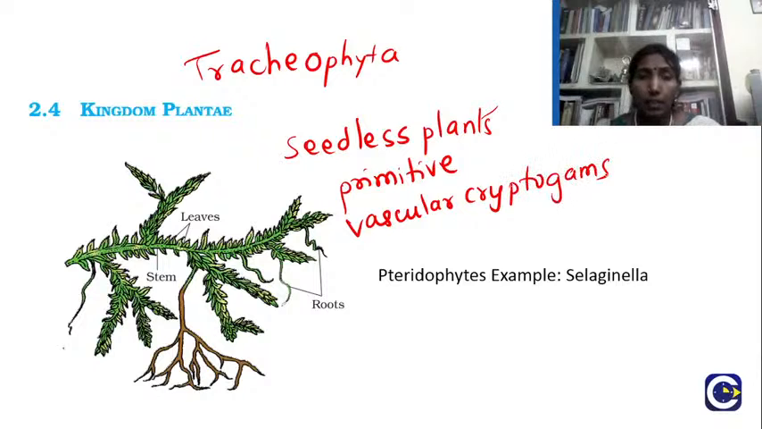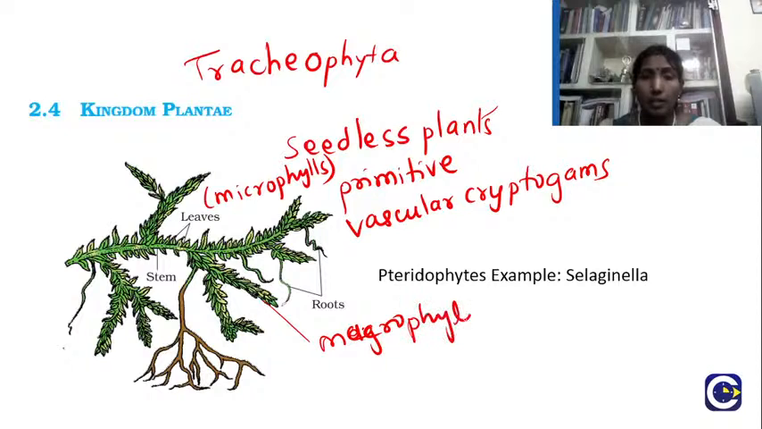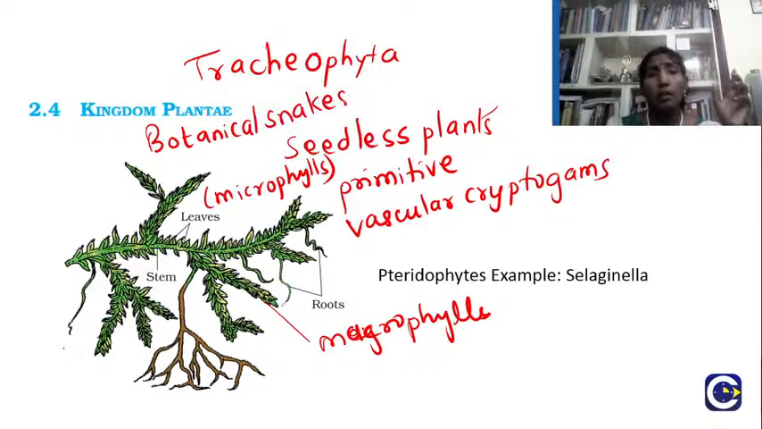The leaves in Pteridophytes are called microphylls. Sometimes in Selaginella the leaf is very big, and we call it macrophylls, depending on the size of the leaf. They are also called the botanical snakes, probably after the amphibian reptiles, since bryophytes are amphibians. They are heterosporous plants actually.